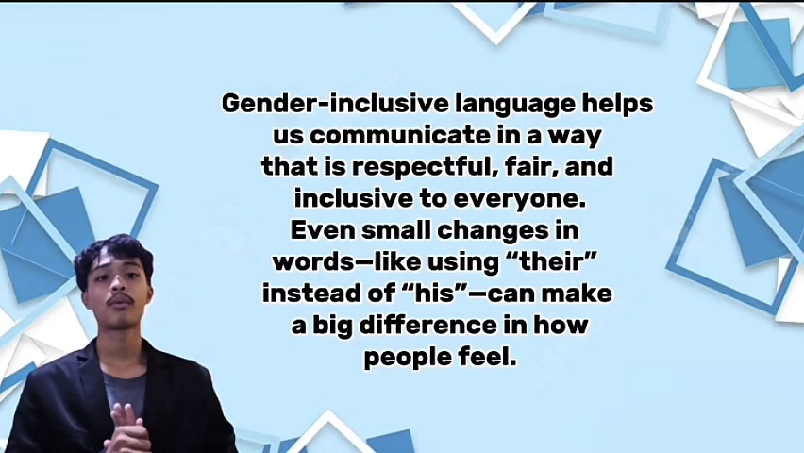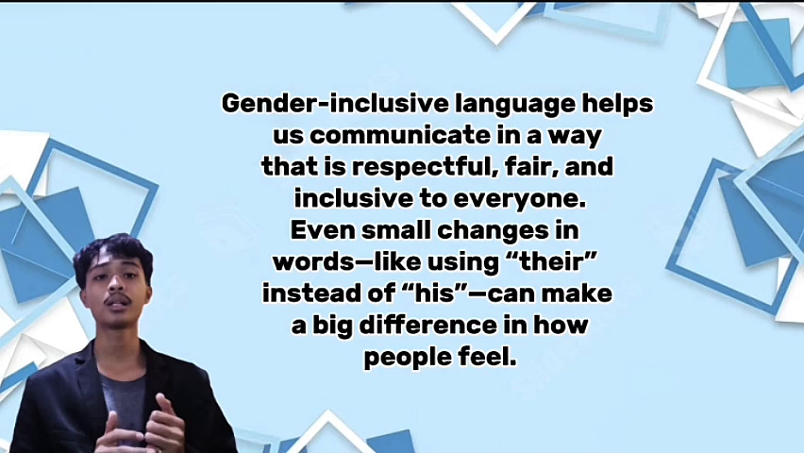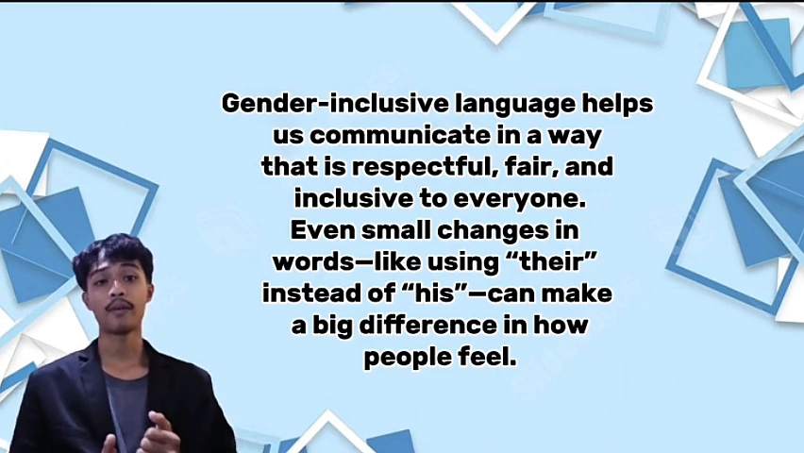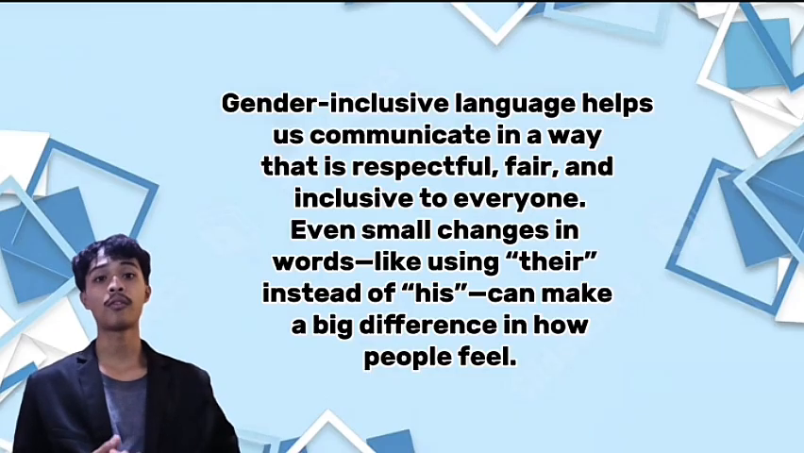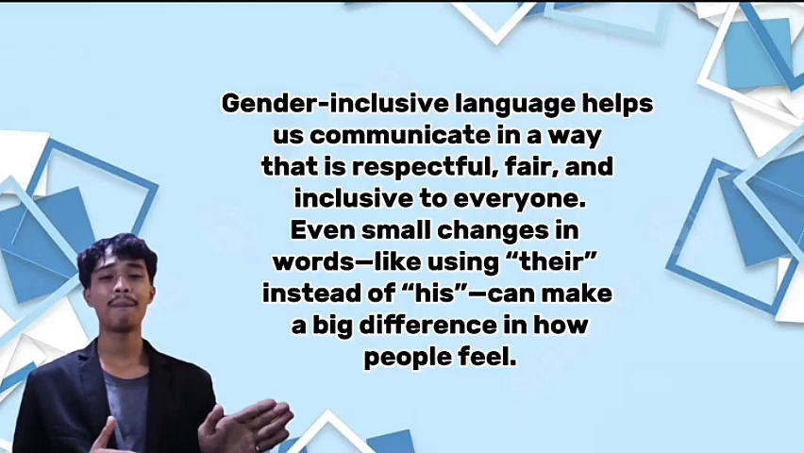To summarize, gender inclusive language helps us communicate in a way that is respectful, fair, and inclusive to everyone. Even small changes in words like using their instead of his can make a big difference in how people feel.